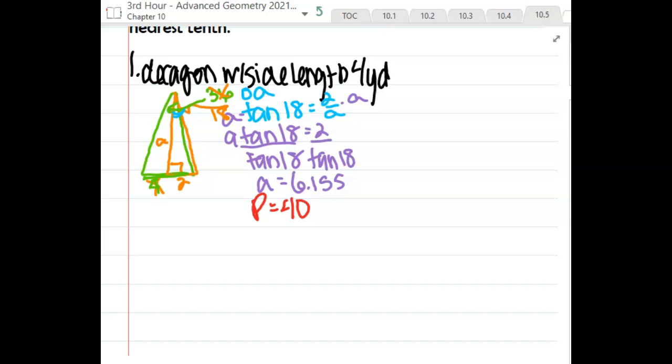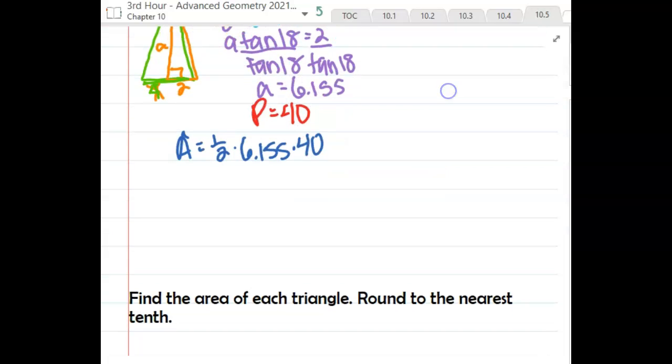Once you have these 2 things, you're plugging them into your formula. So to find the area, you're going to take 1/2 the apothem, which we found was 6.155, times the perimeter, which is 40. You should get about 123.1 yards squared.